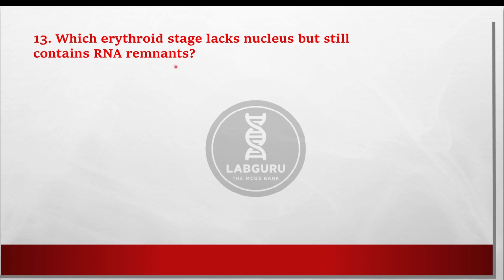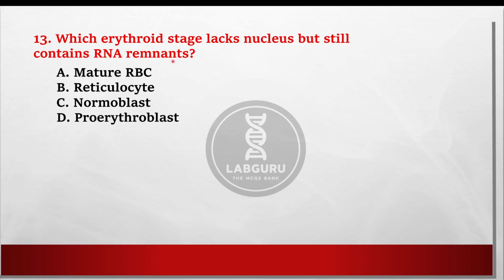Question number 13. Which erythroid stage lacks nucleus but still contains RNA remnants? The options are option A mature RBC, option B reticulocyte, option C normoblast, and option D is proerythroblast. So always keep in mind, if there is a question about RNA remnants, it is always the reticulocyte. Reticulocyte contains RNA remnants, but there will be no nucleus. The right answer is option B, that is reticulocyte.